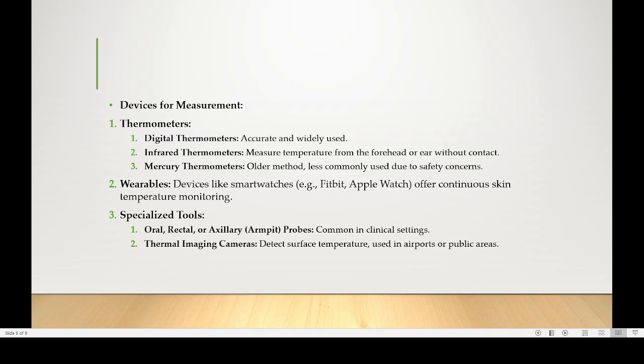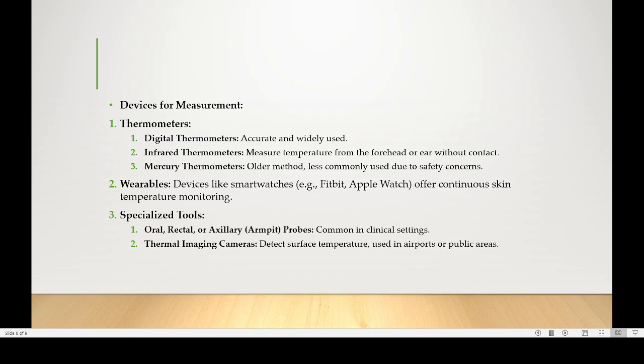Then the thermal imaging camera. For example, if you go to the airport, most of the cameras have an infrared thermal imaging system. If a person is coming and has a higher body temperature, then immediately the people at the airport can monitor. Such thermal imaging cameras are nowadays common, especially during the time of a pandemic or epidemic.